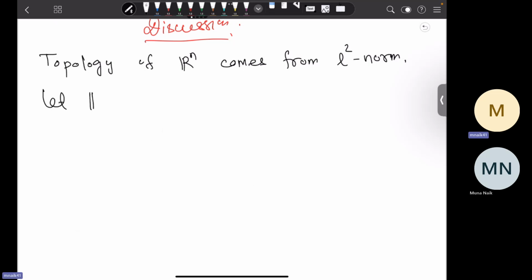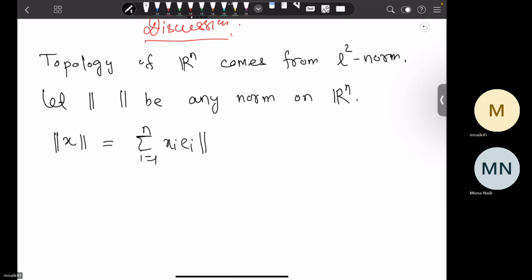So let this be any norm on Rn. Now, norm of x is really norm of the sum from i = 1 to n of x_i e_i. So what is e_i? You know that this is really 0, 0, ..., 0, 1 in the ith position, and the rest are 0.